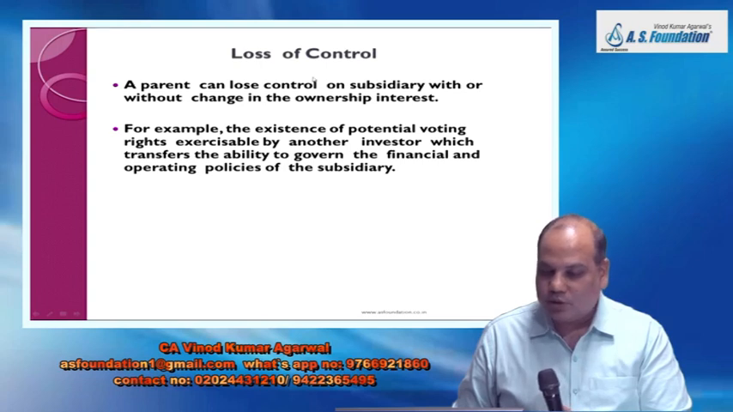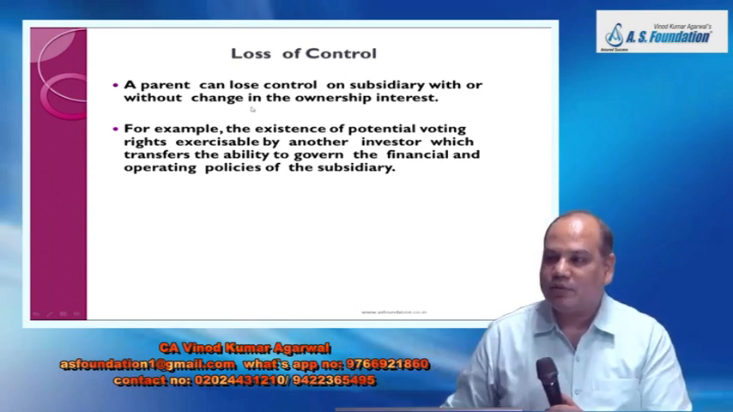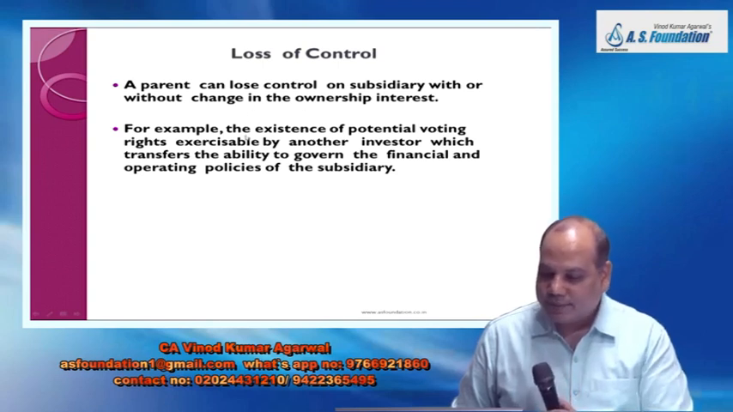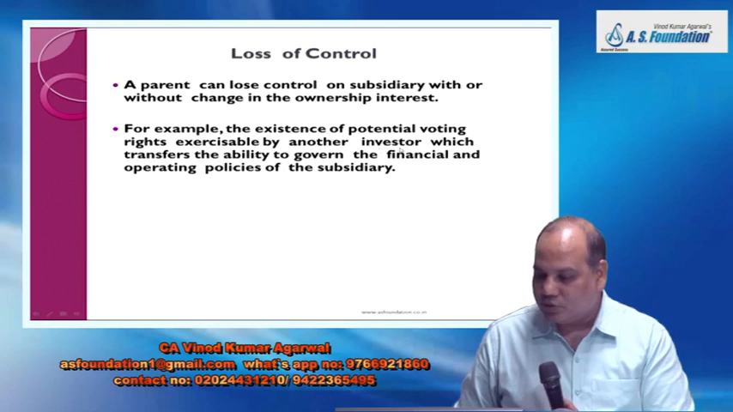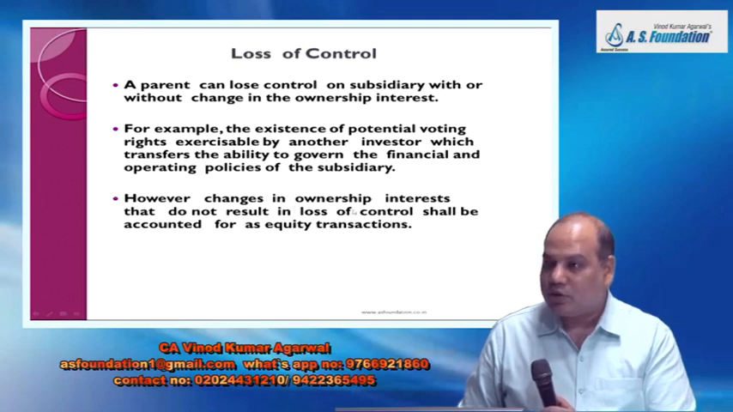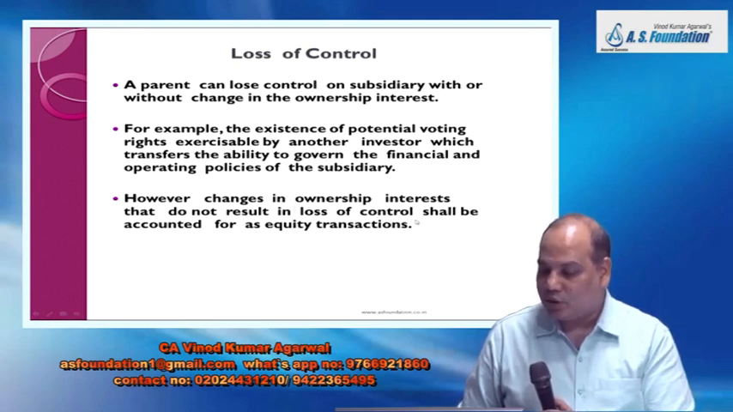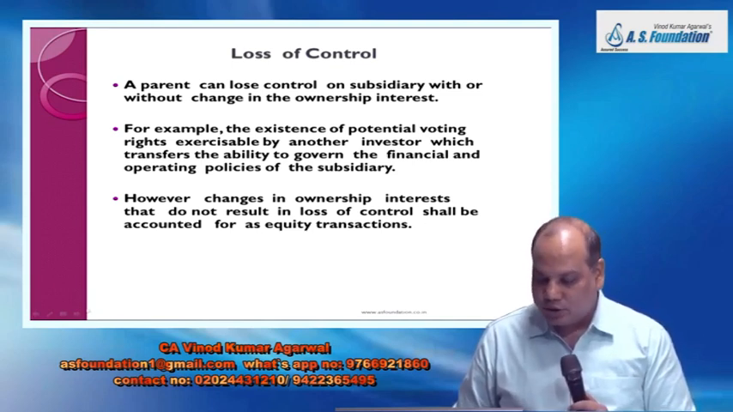Once loss of control takes place, we'll solve one problem on this. Even though you have not done anything, you have lost control because the subsidiary has issued shares. For example, the existence of potential voting rights exercisable by another investor, like a convertible debenture holder or loan holder, which transfers the ability to govern the financial and operating policies of the subsidiary. However, change in ownership interests that do not result in loss of control shall be accounted for as equity transactions.